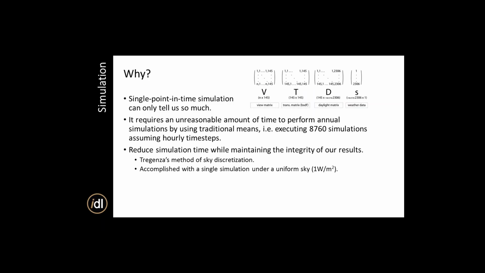Okay, so why do this? Again, single point in time simulation can only tell us so much. If we look at September 21st at 9 a.m., 12 p.m., and 3 p.m., then we're missing quite a bit of what's going on in that space for the rest of the year. And it obviously requires an unreasonable amount of time to perform annual simulation using traditional methods where you would run 8760 simulations versus the one that this annual three-phase method would provide you.